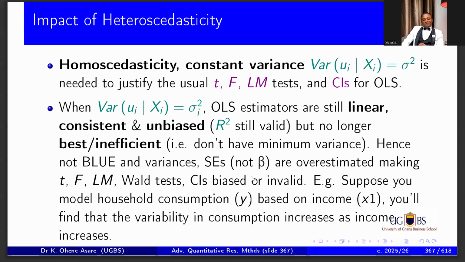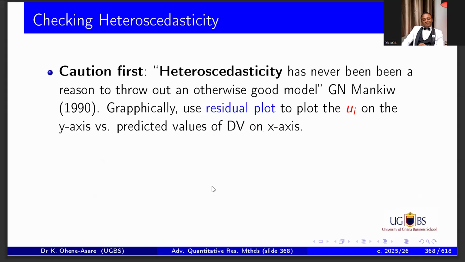And a typical example is here. Suppose you model household consumption based on income X1. You will find that the variability in the consumption increases as income increases. So when you're actually dealing with heteroskedasticity, it's important to recognize the danger you are facing. So how do you check it? Well, it's never been a reason for you to throw away a good model. Mankiw has said that, it doesn't mean that you should throw away your value.